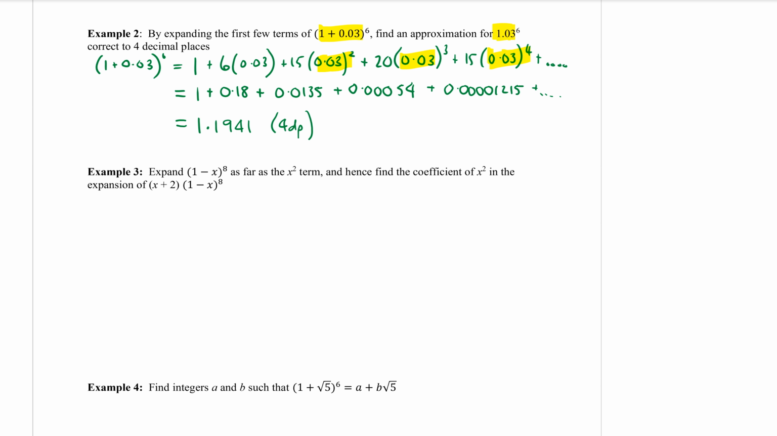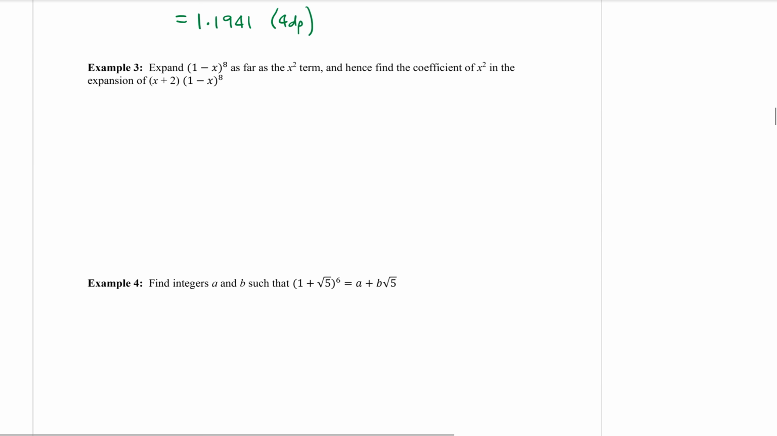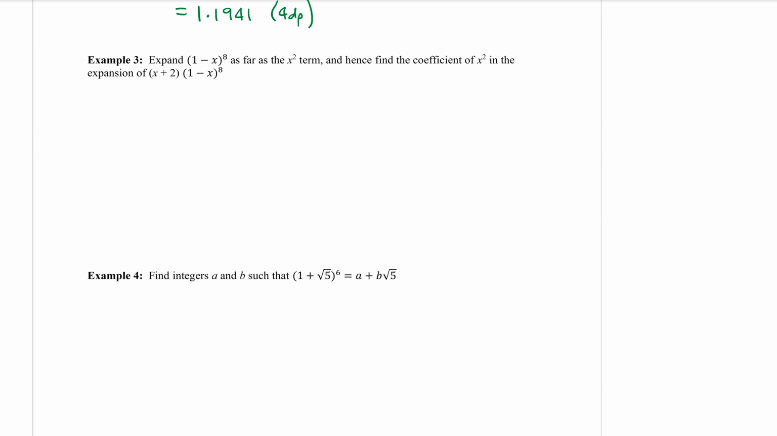Example 3. Expand 1 minus x to the power of 8 as far as the x squared term, and hence find the coefficient of the x squared in the expansion of this one down here. So the first part is to expand 1 minus x to the power of 8 as far as the x squared term. So let's start with that.